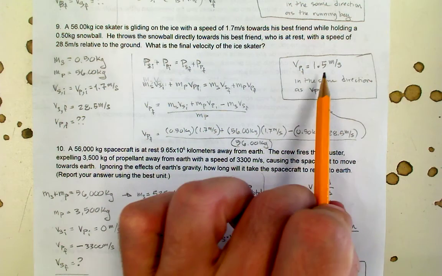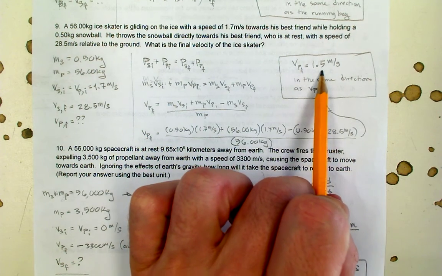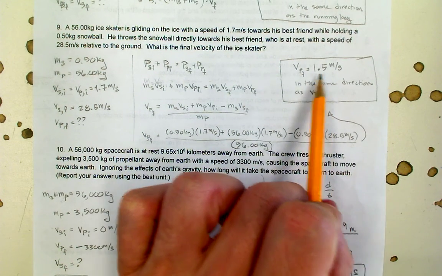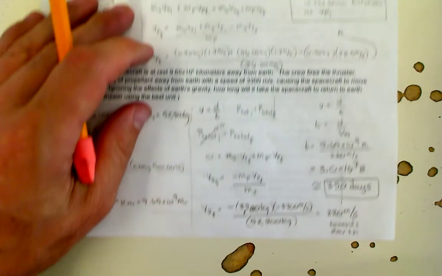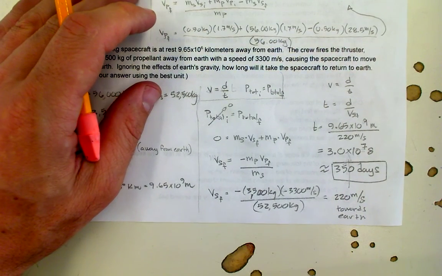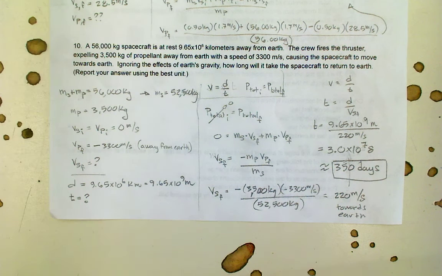And even though he's moving a little bit slower because he threw the snowball, he's still moving in the positive direction. And then lastly, this one's a little bit tricky. And again, if I had the opportunity to rewrite it, I would probably change a few things. Let me just walk you through my own interpretation of what's happening here.